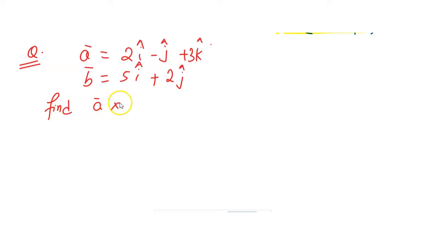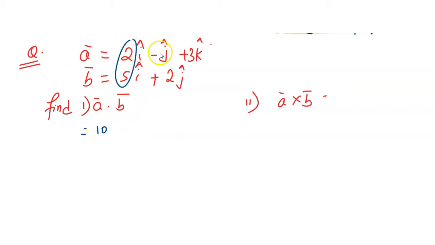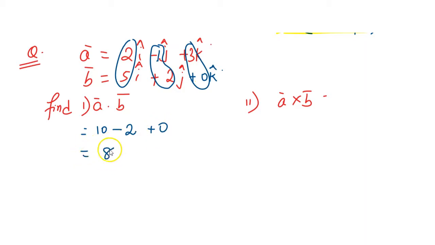A dot B, that is one, and we have to also find A cross B. So A dot B, what we have to do, we have to multiply the coefficients together. So 2 into 5, that is 10, minus coefficient of j is minus 1. So minus 1 into 2, that will be minus 2. And then there is no coefficient for k cap in this B vector, that means it is 0 k cap. So 3 into 0, that is 0. So answer for this dot product, it will be 8.